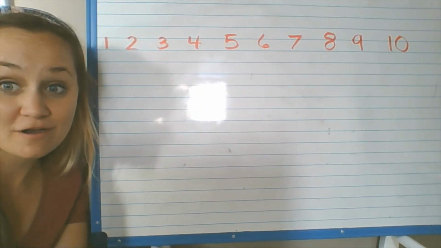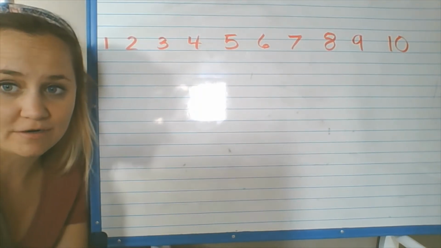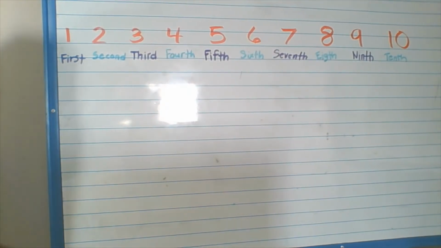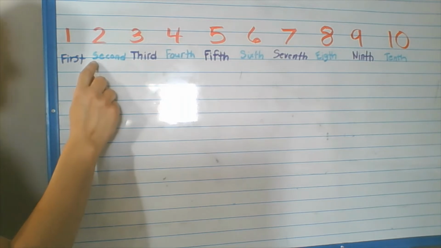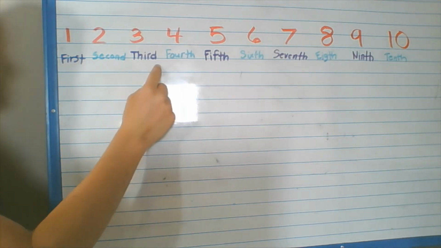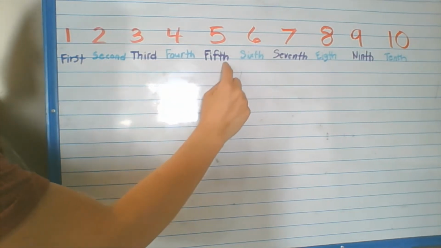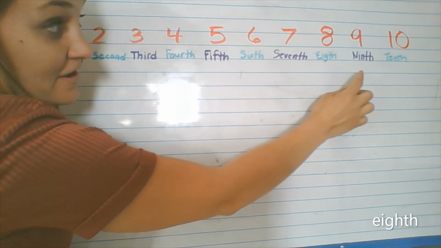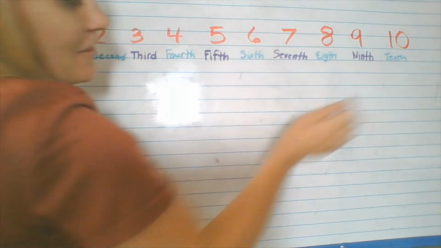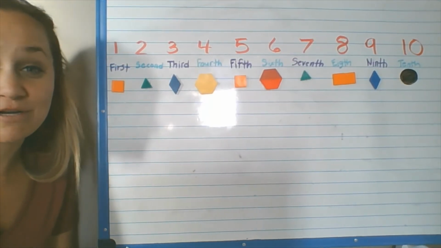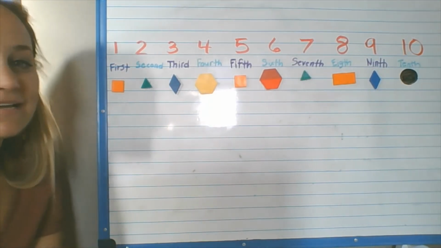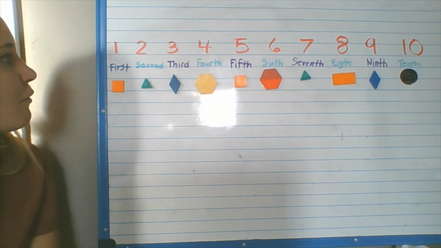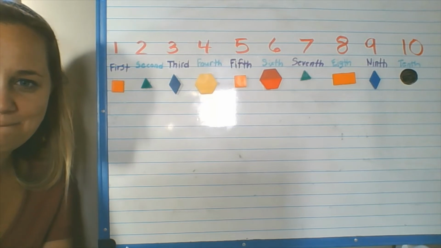Next thing I really want to talk about in this lesson is ordinal words. These are ordinal words. First, second, third, fourth, fifth, sixth, seventh, eighth, ninth, 10th. All right, kids, I have a bunch of shapes lined up 1 through 10, and I'm going to ask you questions using ordinal words. What is the first shape?